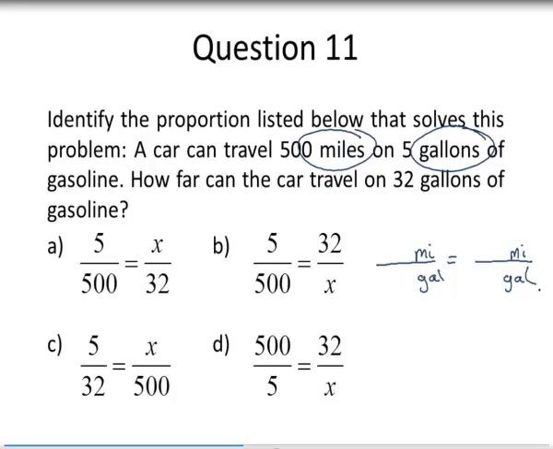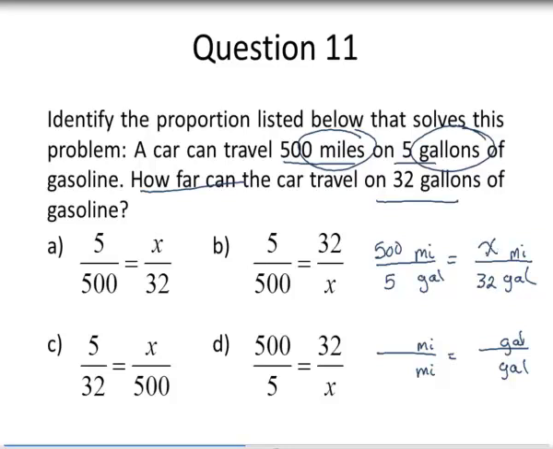Now, there are 4 correct ways to write this proportion. So if you've been writing it with miles over miles, this is not wrong. This would be okay. I just think it's a little bit easier to understand the first way I wrote it. So the first part of the story says 500 miles on 5 gallons. So 500 miles on 5 gallons. The second part of the story says how far on 32 gallons. So where does the 32 go? And what should be up here? This is what I'm looking for. How many miles?